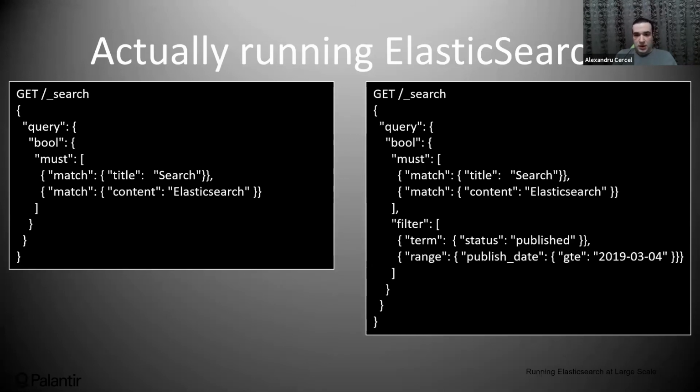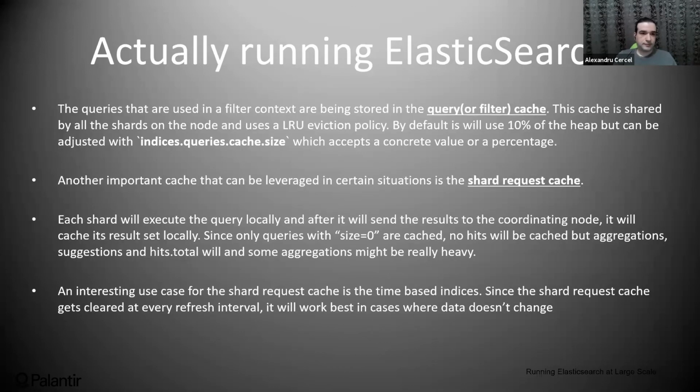So on the left hand side you have a query context, on the right hand side you have a filter context. The queries that are used in filter context are stored in the query cache. It uses an LRU eviction policy. It is set by default to 10% of the heap, but you can monitor this and adjust as needed. Another important cache is the shard request cache, which basically needs the shards to not change.